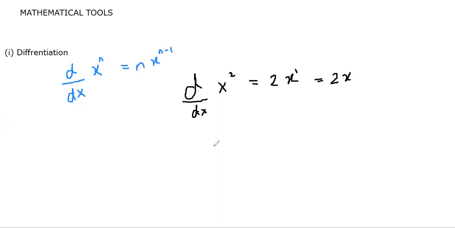Suppose you want to differentiate x to the power 5, that is d by dx of x to the power 5. The easy method is that the power comes in front and you subtract 1 from the power. So the power is 5 here. The power comes in front, it becomes 5. Subtract 1 from the power, that is 4. 5x to the power 4. This is the application of this formula, d by dx of x to the power n is equal to n x to the power n minus 1.